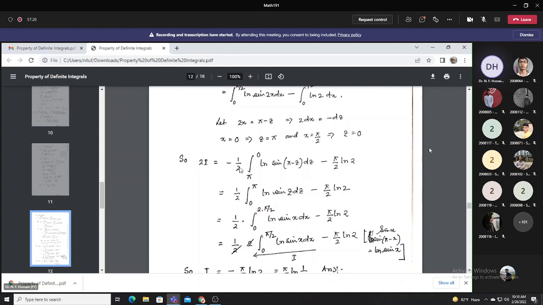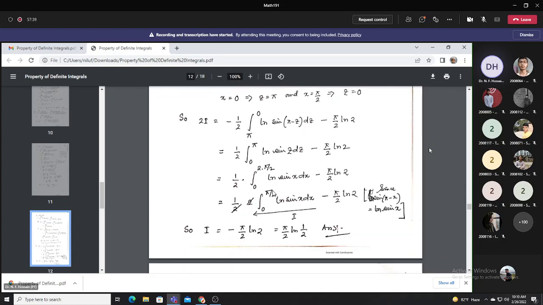Now you adjust the minus with the limits. So 0 will be the lower limit, the upper limit will be pi, and this minus sign will be plus. Again, sine of pi minus z is nothing but sine z. So it becomes ln of sine z dz. And without changing the limits, you can change the variable. It comes from the first property. So it becomes 0 to pi ln of sine x dx.